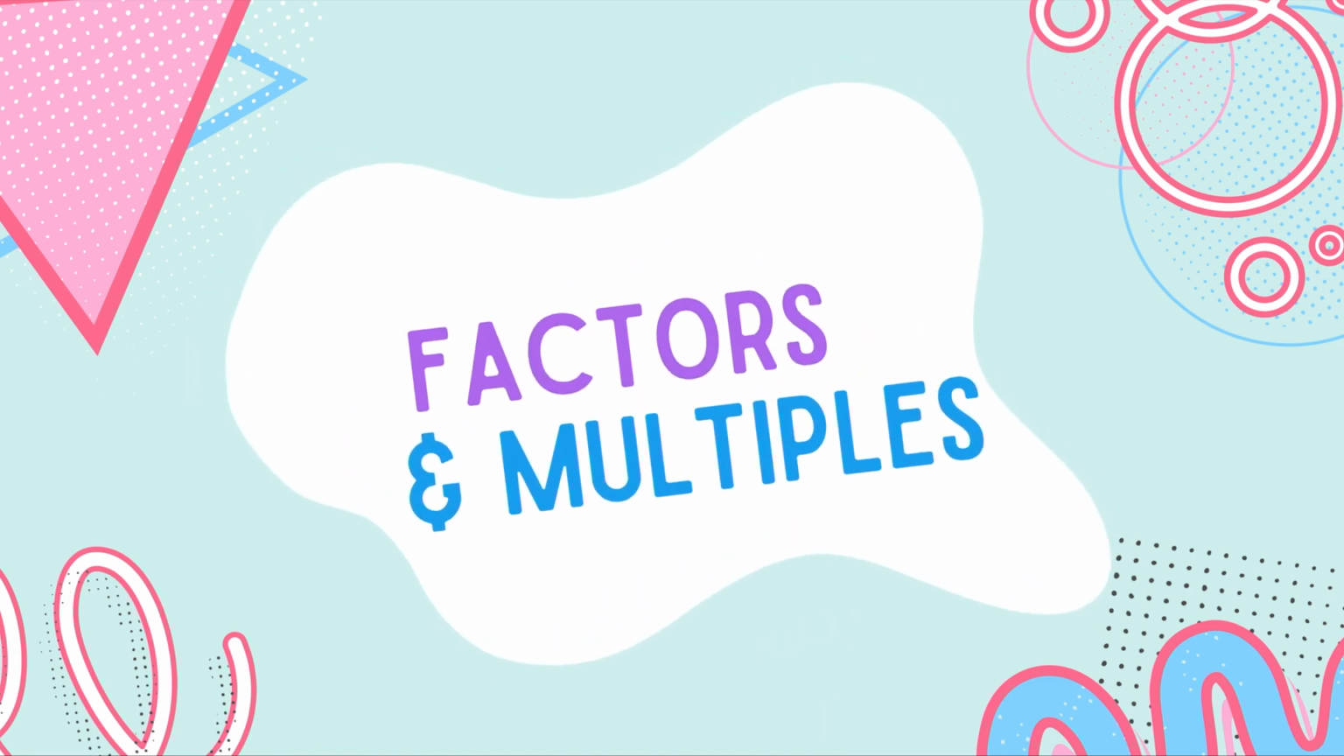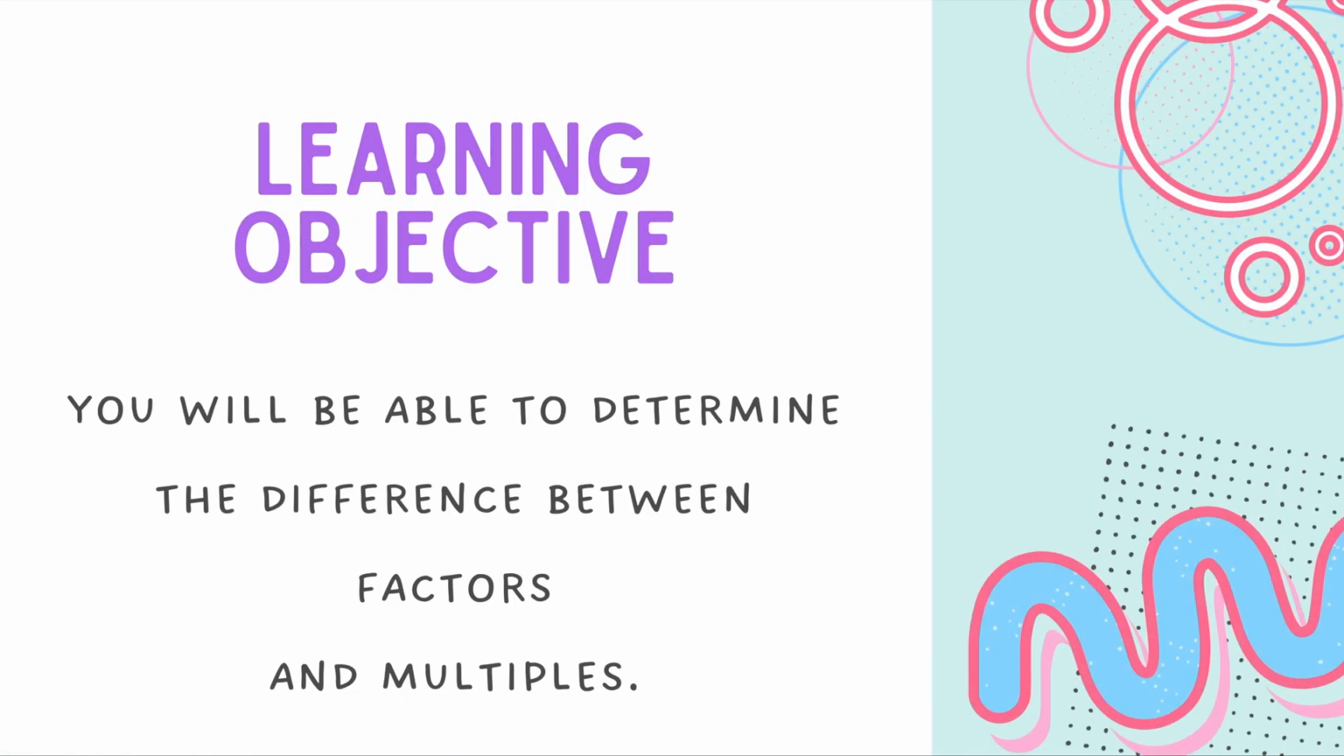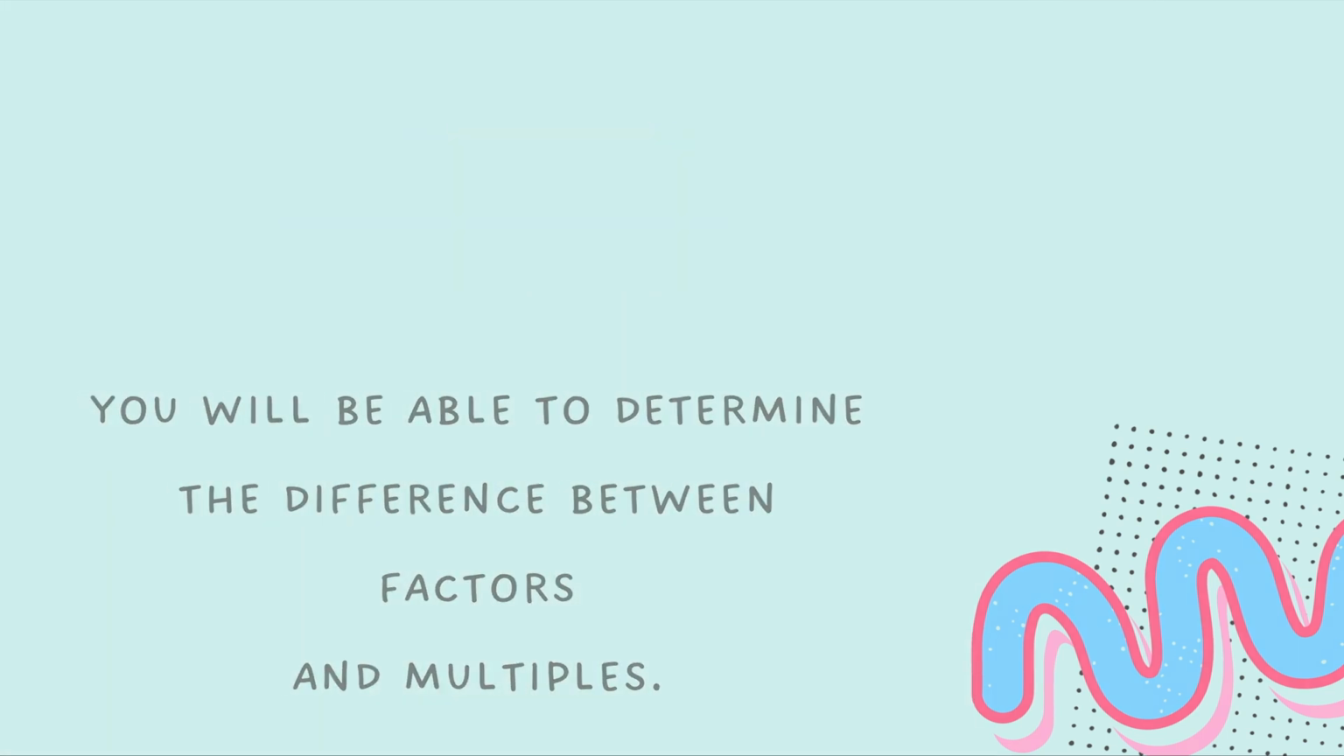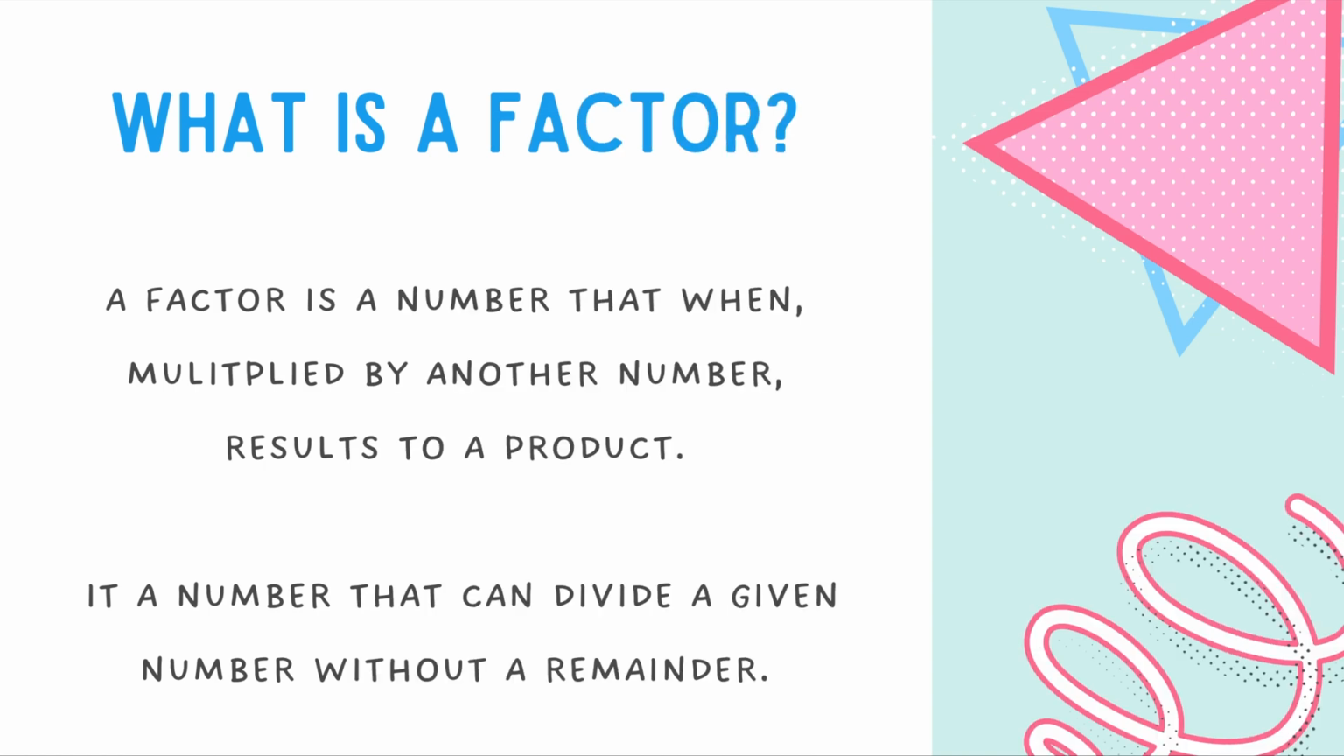Factors and multiples. Throughout today's lesson, you will be able to determine the difference between factors and multiples. What is a factor? A factor is a number that when multiplied by another number results in a product. It's a number that can divide a given number without a remainder.